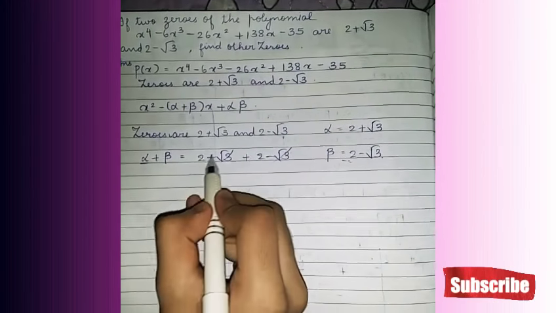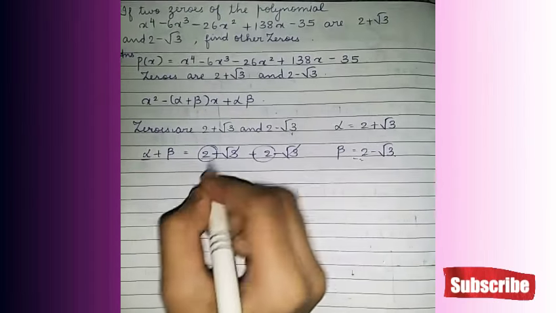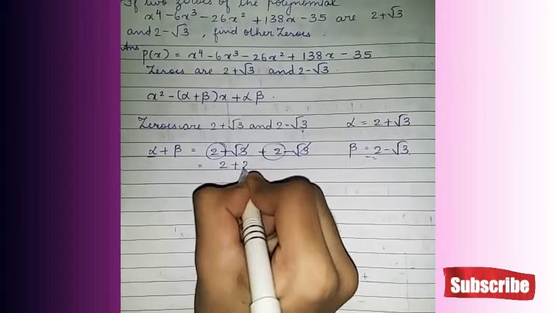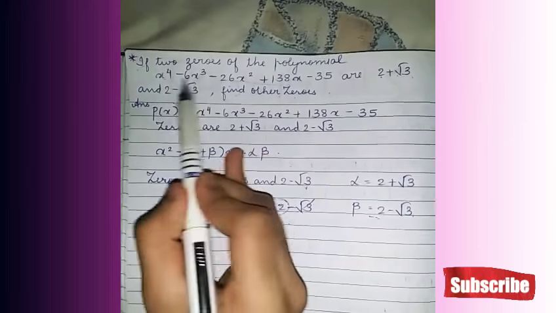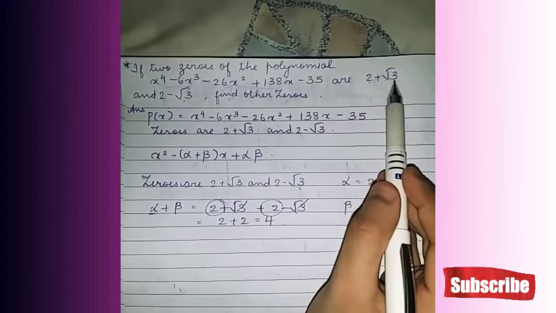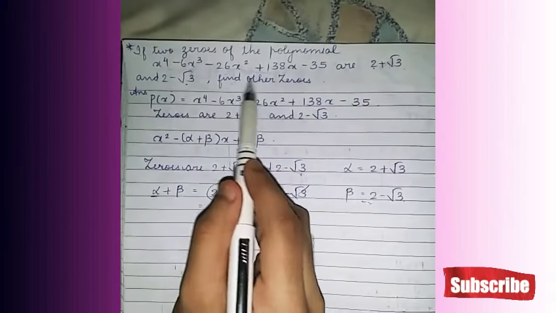2 plus 2. If two zeros of the polynomial, this is the polynomial given, are 2 plus root 3 and 2 minus root 3, find the other zeros. That means we have to find the other zeros.